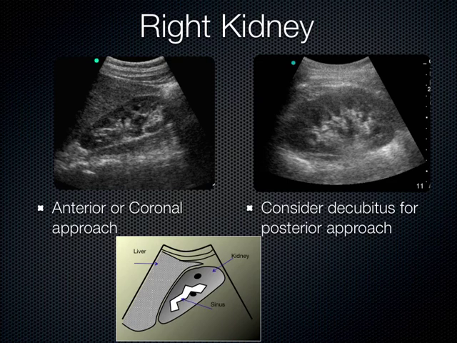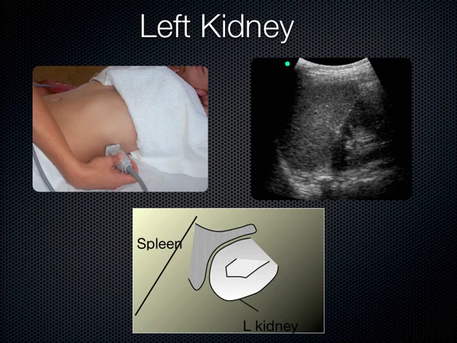So what we do instead is move the probe more posteriorly. Now we can see the entire kidney in one view with that posterior approach, which on the right side isn't that big of a deal. I can still make out the lower pole of the kidney, almost all of it. But on the left side, because the spleen isn't as big, we lose a lot more of that lower pole. So on the left side, I find myself going more posteriorly more often to pick up the entire kidney.